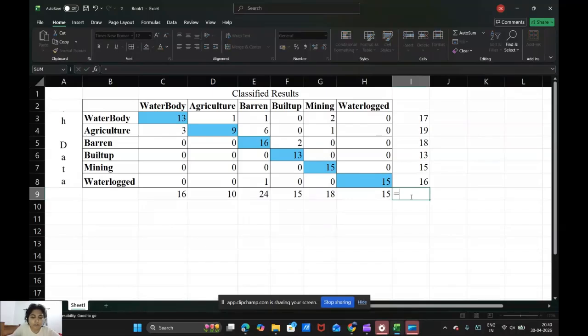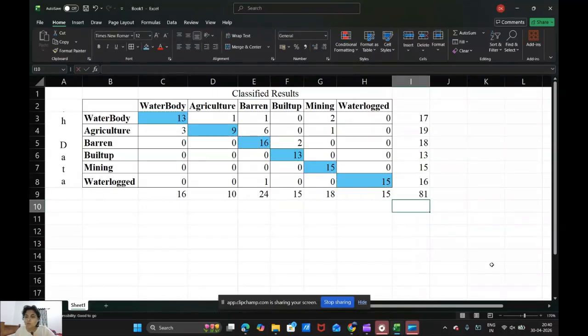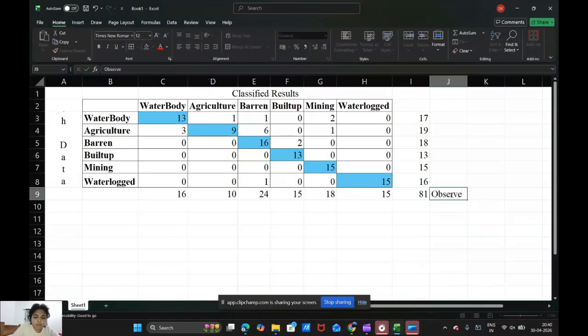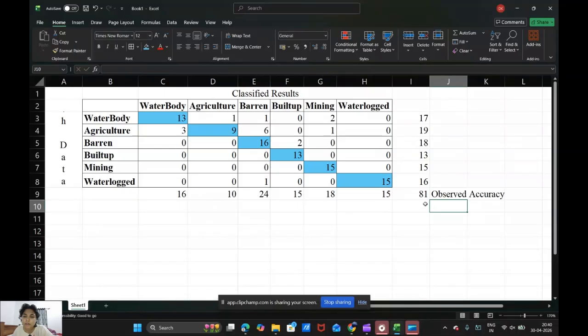What is our observed accuracy? It is the sum of all these diagonals. So I'm holding the control button and taking a sum of these diagonals only, which is 81. Okay, this is the observed accuracy. Tell me if you are not understanding anything. I will share this particular table with you also. This is the observed accuracy.